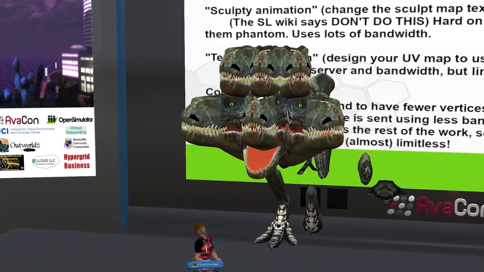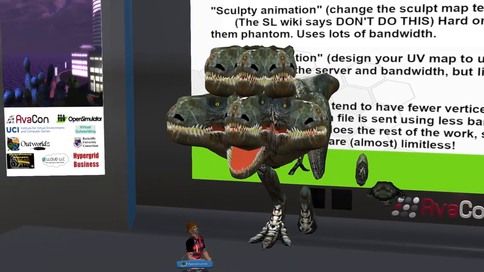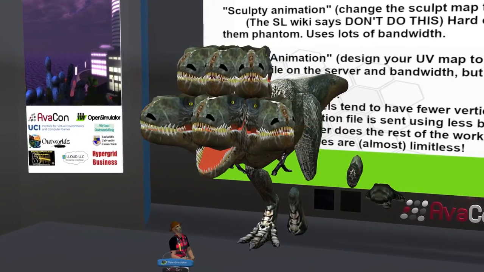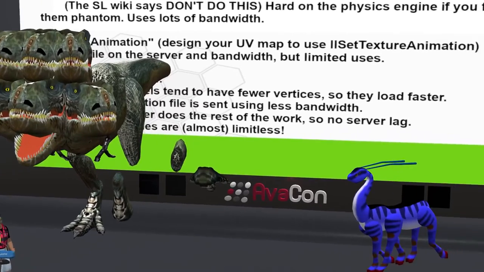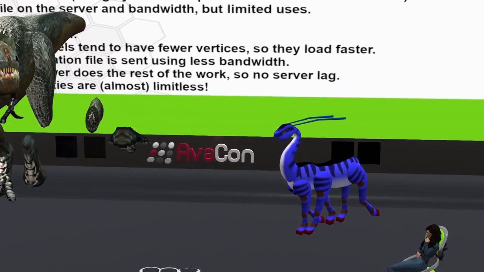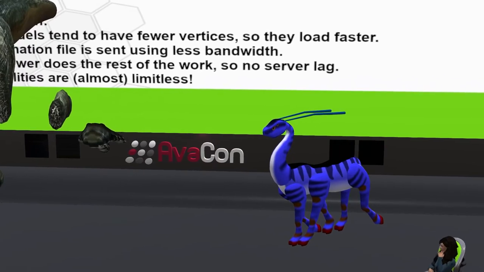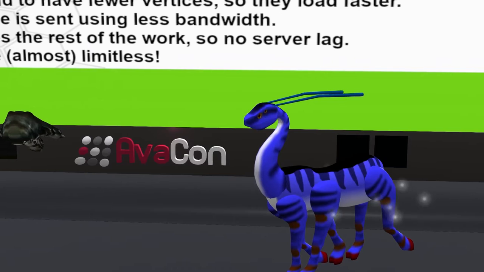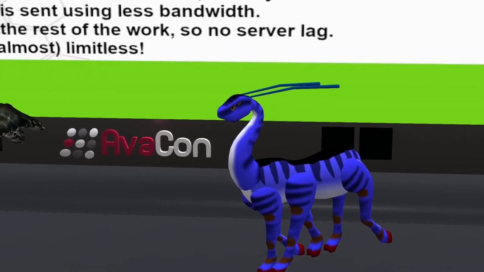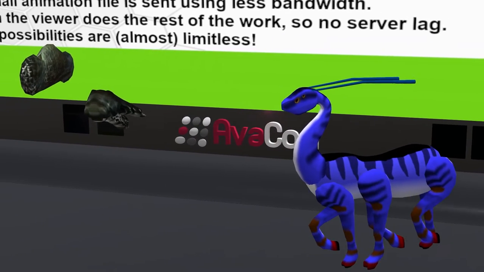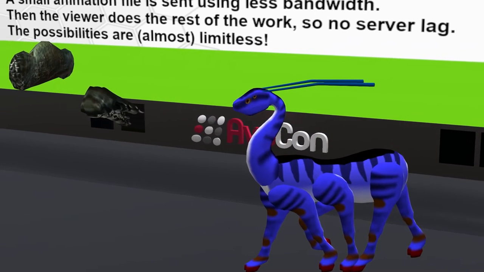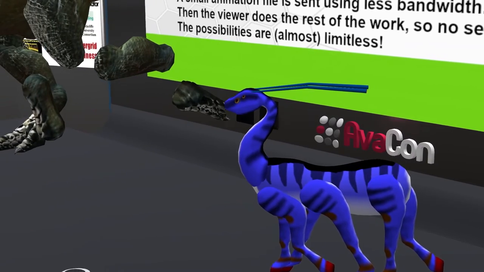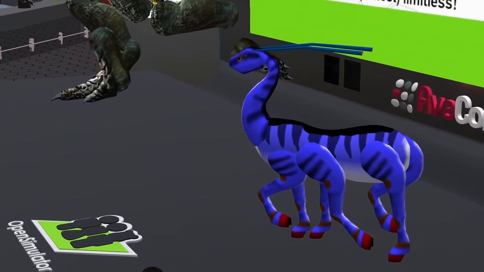There's another one that is, you're going to think this looks about the same. Do you see the blue critter here? This blue critter uses something called sculpty animation. And as a matter of fact, if you look in the Second Life Wiki, they're going to tell you, don't do this. And in sculpty animation, what actually happens is every time one of these legs move, I change the sculpt. So each leg has like six different sculpts and they're switching back and forth between them all.